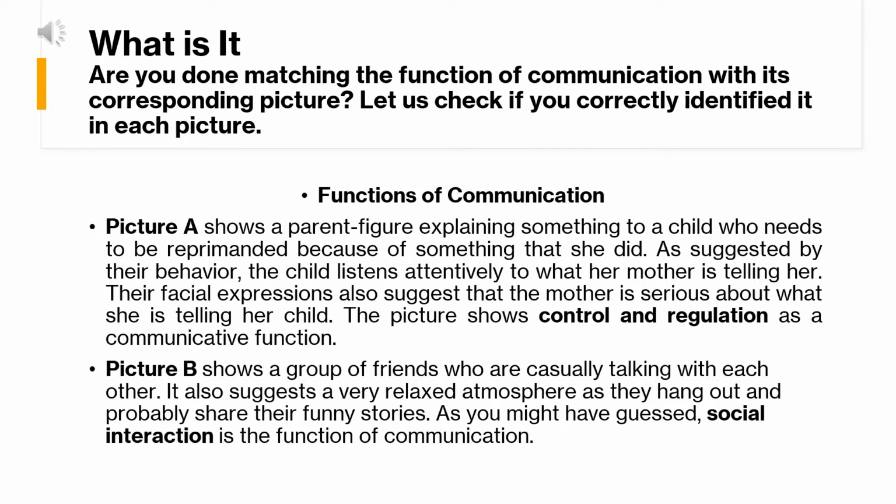Picture B shows a group of friends who are casually talking with each other. It also suggests a very relaxed atmosphere as they hang out and probably share their funny stories. As you might have guessed, social interaction is the function of communication. It's very easy to identify whether the conversation that is happening is under social interaction.